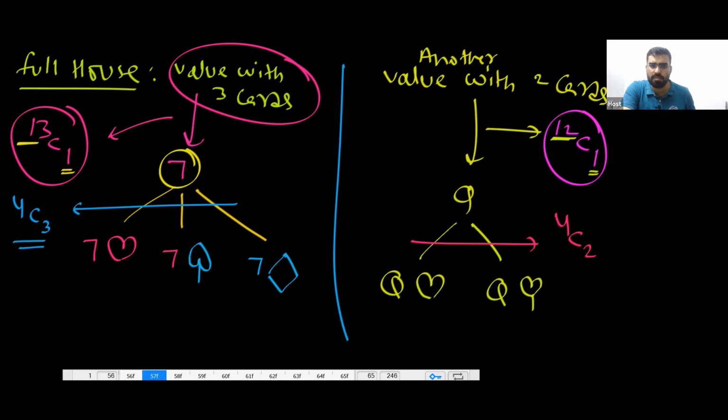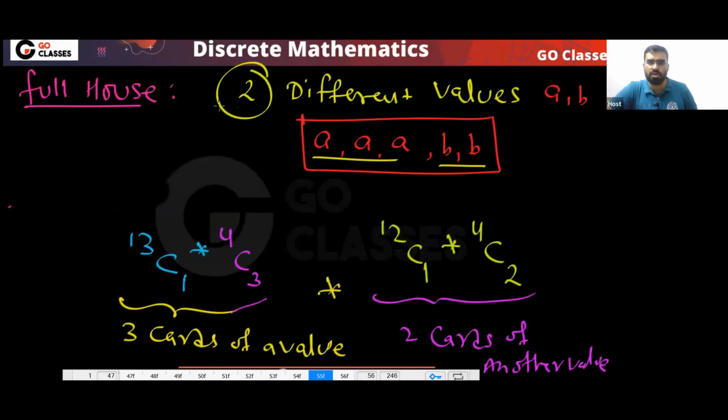Is there any doubt? This is the definition of full house. You should have 2 different values, a comma b. One value will have 3 cards, and another value will have 2 cards.